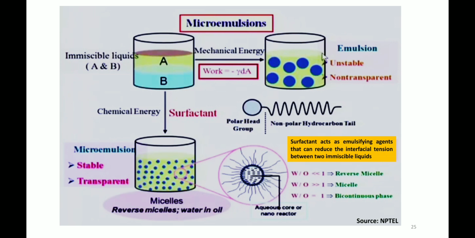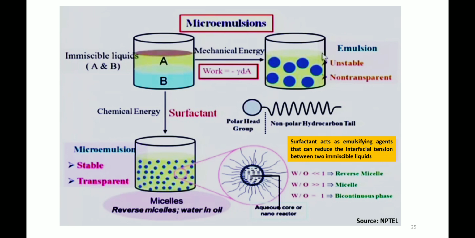But it is unstable and non-transparent. We can also call this a macro emulsion. So macro emulsion and emulsion are the same. But as I said, it is not stable, and it is not transparent. It is a milky kind of solution. The color is white and it is optically opaque in visibility.